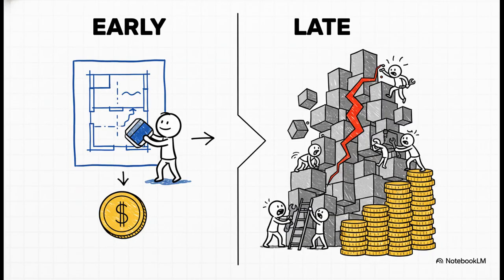This is all about catching problems before they blow up into 5-alarm fires. Think about it. Finding a performance bottleneck when it's just a drawing on a whiteboard, that's an easy fix. Finding that same bottleneck after the system is built and running for thousands of users, that's a crisis. You've got to evaluate early and evaluate often.